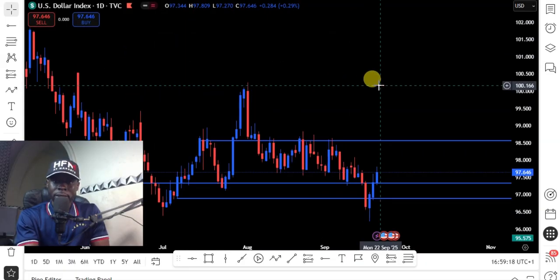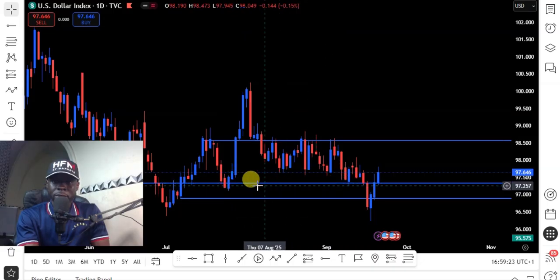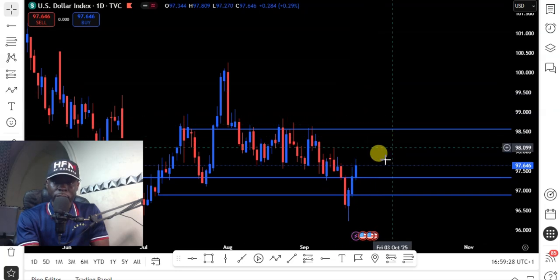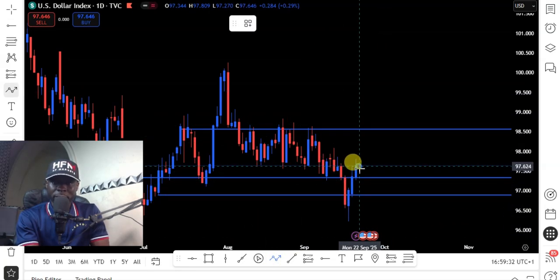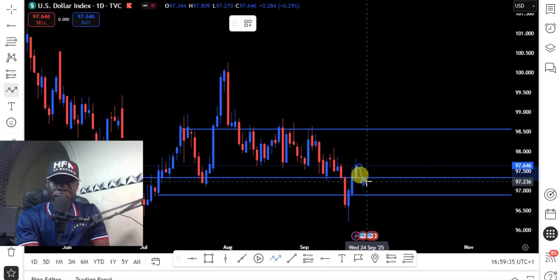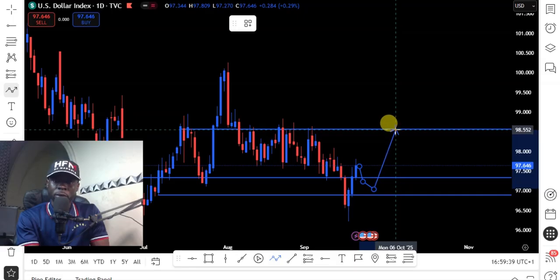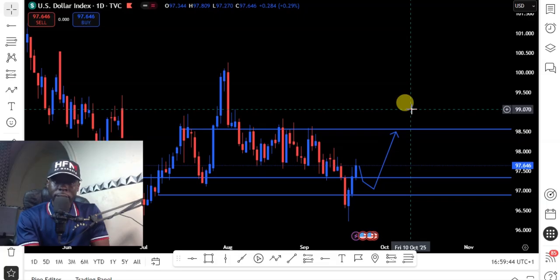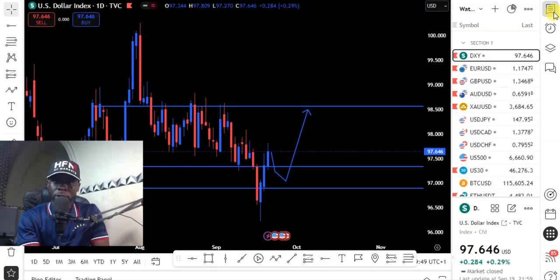On my daily chart, you can see we have this resistance, this support level and this support level. We need price to do a retest of them before we look for any further sell. We need the price to retest this level or this level before we see further buy for the dollar index. So that is for the dollar index. Let's go to our next pair, which is the EURUSD.